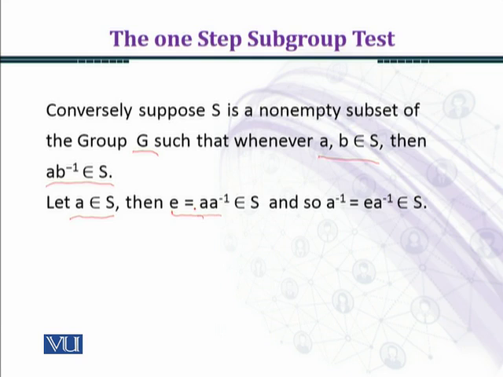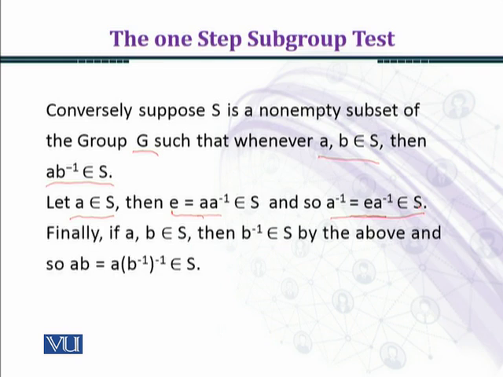Now we are moving towards the condition of existence of inverse, and we can multiply a inverse on both sides of this equation. We multiply a inverse on the left side of this equation, then we shall get a inverse equal to e a inverse, because a inverse into a would give us e, the identity element, and you can see that it belongs to S. So we have verified that every element a belonging to S has its inverse a inverse belonging to S.